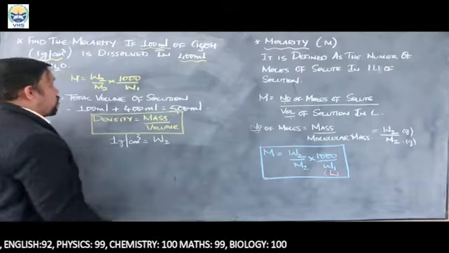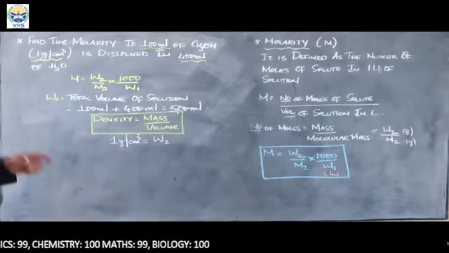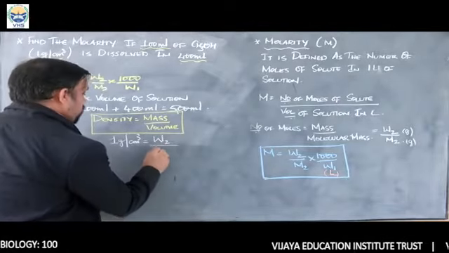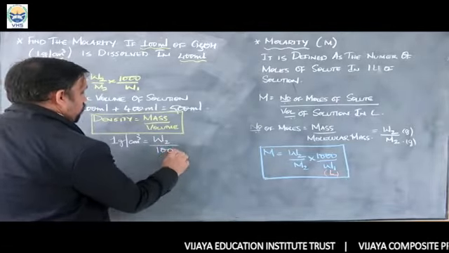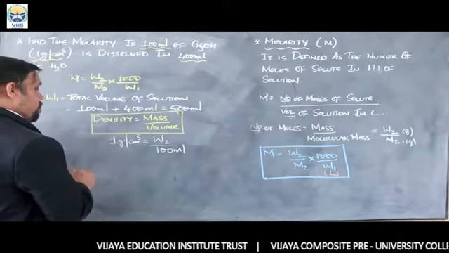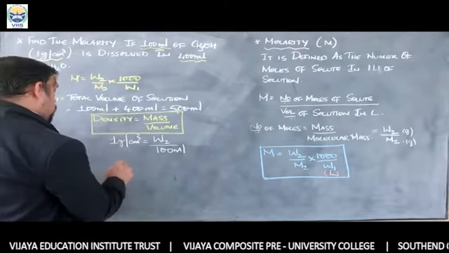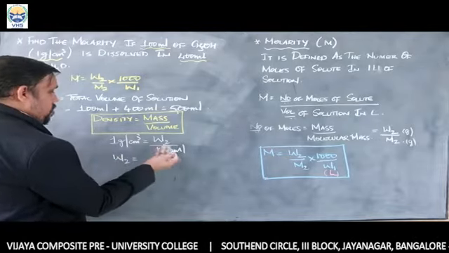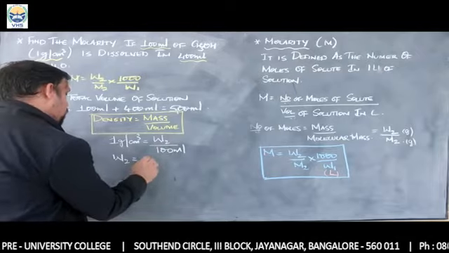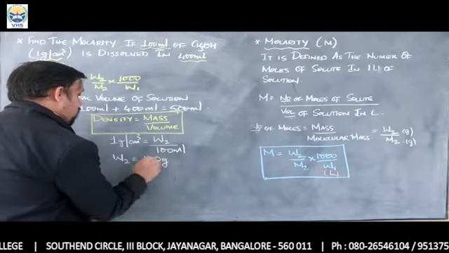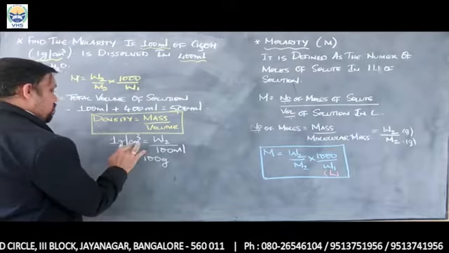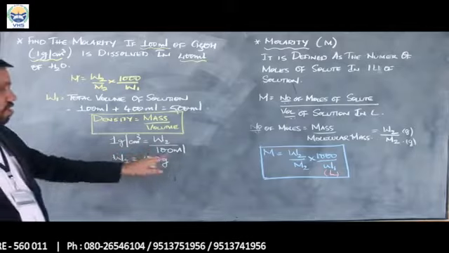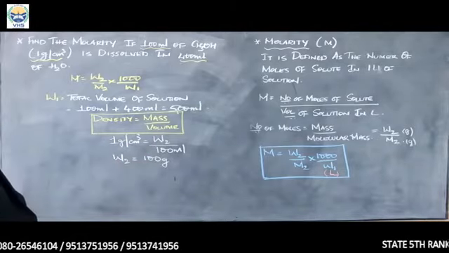Let me write it as W2 because we are talking with respect to methanol. W2 will be as it is. And what is the volume we are given? 100. So what will be W2? Centimeter cube and ml both just get cancelled. Both are the same, so you can cancel these two. You will be left with W2 is equal to 100 grams.